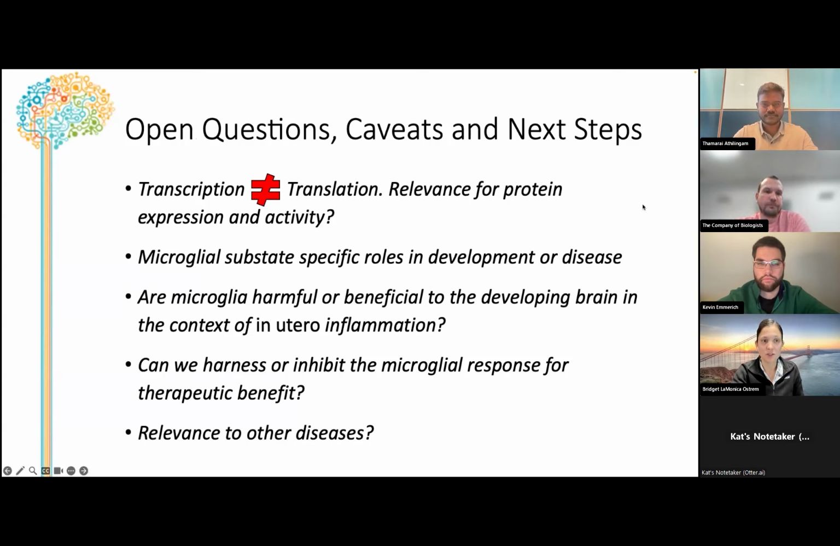We're also very interested in diving deeper into microglial substate-specific roles and trying to understand, overall, is this response helpful or harmful in the context of in utero inflammation? Should microglia be there or not, basically? And can we harness this response for therapeutic benefit in fetal inflammation or in other diseases?